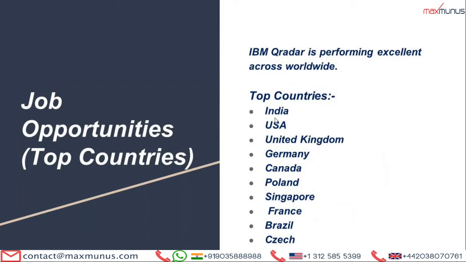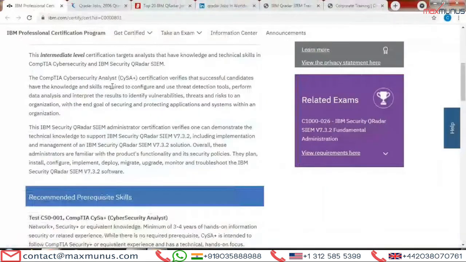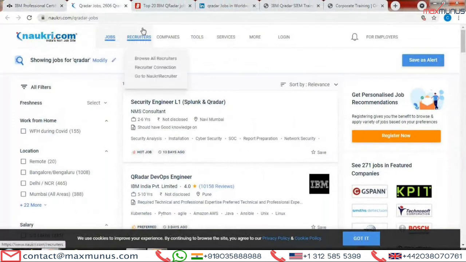What are the job opportunities available for IBM Curator? If you are looking for a job in India, Naukri is probably the best platform available. Let's have a look at the Naukri platform. I've already opened it for you guys. I can see currently there are 2606 job opportunities across India.